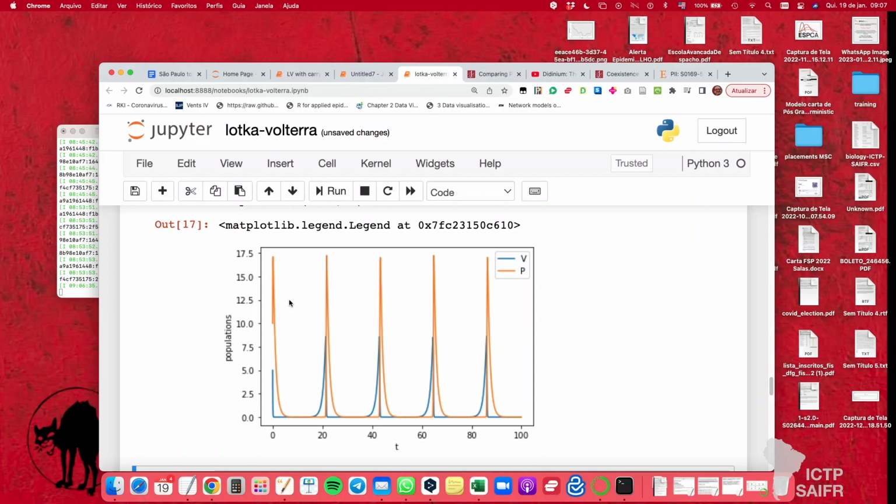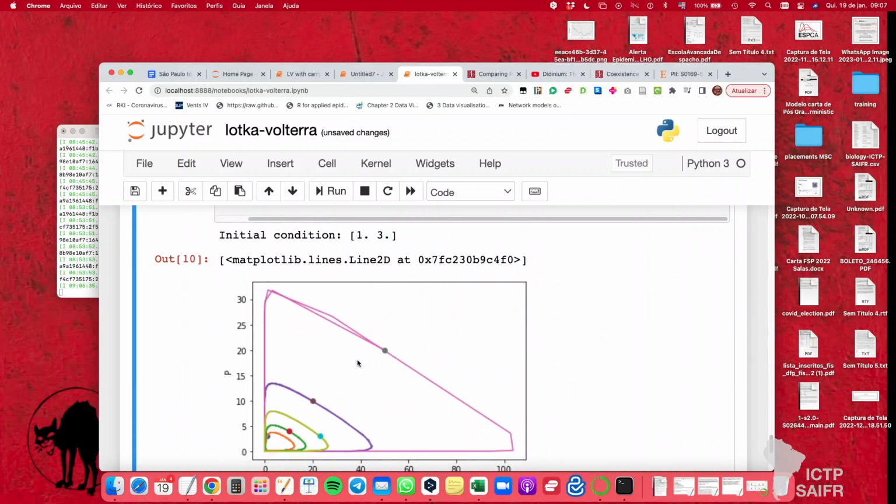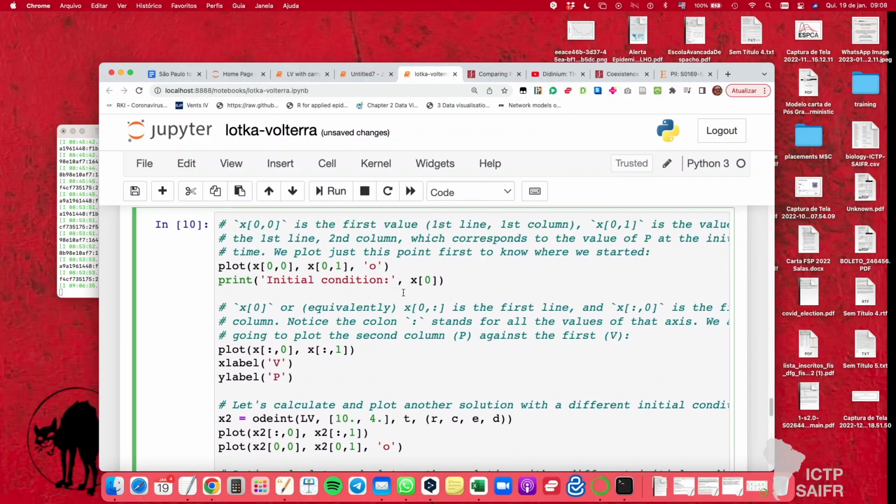Now there are many aspects here that we discussed yesterday, and we also have the phase plane here, and I'll run it again.